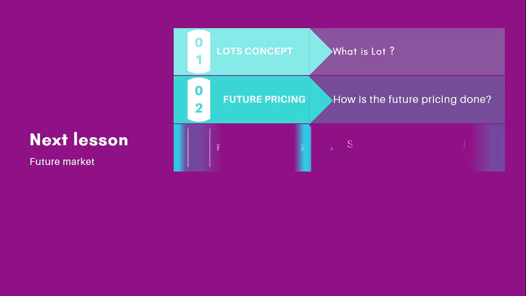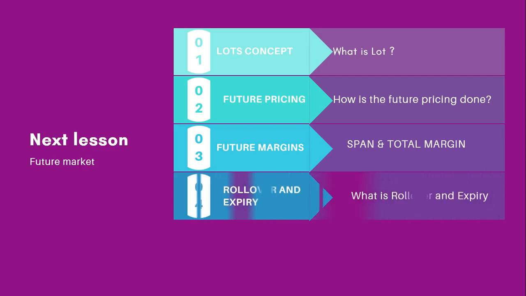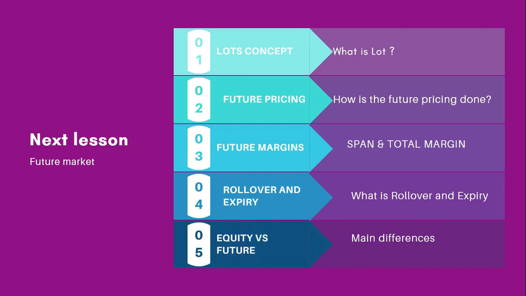We are also going to talk in detail about futures margins. There are two types of margins, SPAN margin and total margin. We are going to talk about that also in detail. Then we are going to talk about other important terms like rollover and expiry, and also we are going to differentiate between equities and futures so that a user understands what equities and futures are in detail. We are going to talk about all of this in our next lesson.